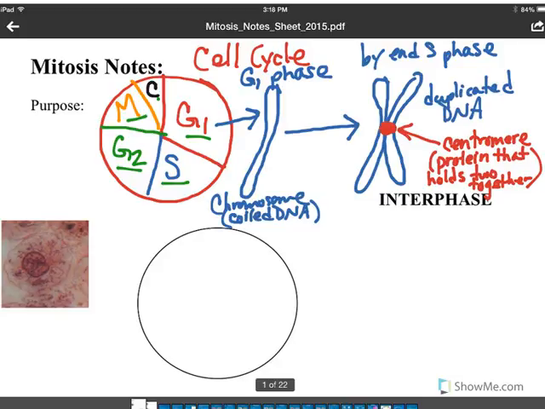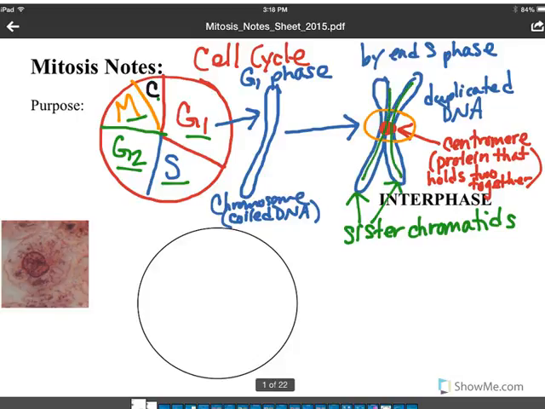If I look at my duplicated DNA, you're going to notice something called a centromere. A centromere is this kind of red dot in the picture here, and it's a protein that holds these two sides, or two pieces of chromosomes, together. These two identical pieces of chromosomes are called sister chromatids. After DNA replication, if we were to coil our chromosomes, this is what they would look like underneath the microscope. Both sides are identical because that was the whole point of the S phase, to duplicate your DNA, and those are called sister chromatids.